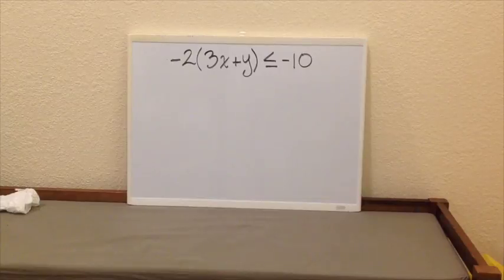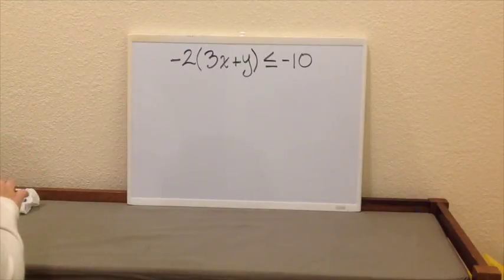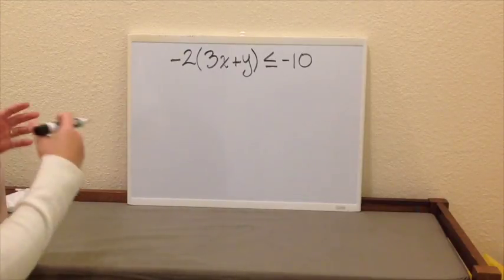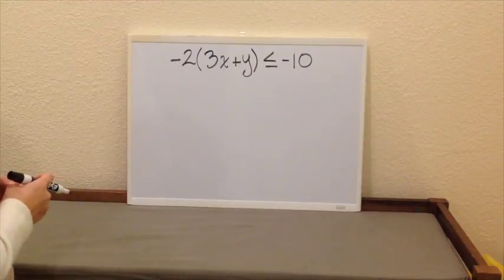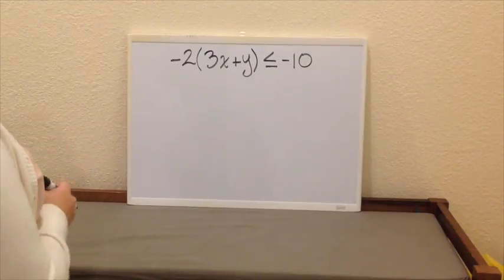The inequality that we have now is negative 2 parentheses 3x plus y is less than or equal to negative 10. Since the very beginning we noticed that our inequality has parentheses, therefore we need to get rid of them first before we start solving.